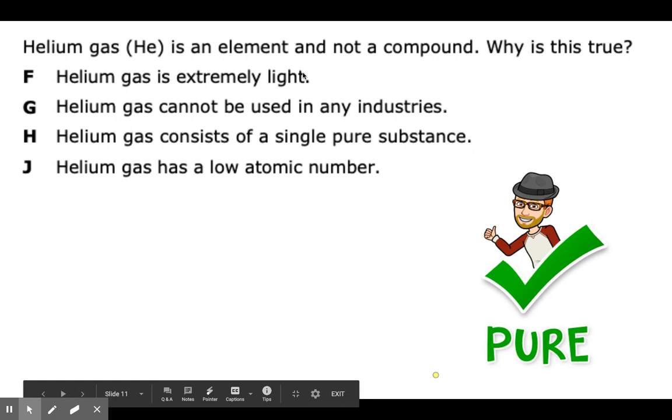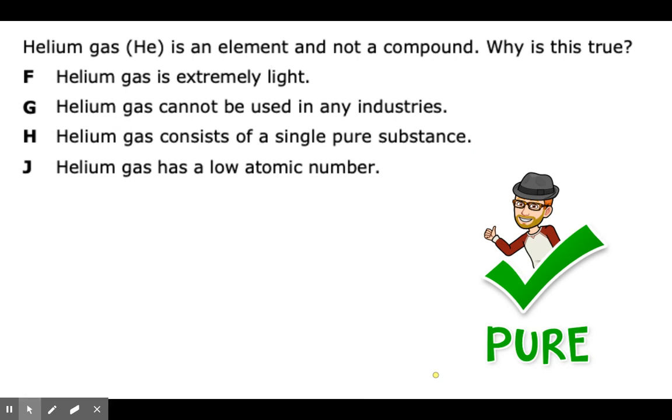Helium gas is an element and not a compound. Why is this true? Well, it's a definition question. What is an element? An element is a pure substance that cannot be broken down. So helium gas consists of a single pure substance is correct.